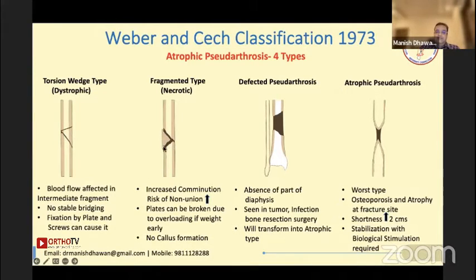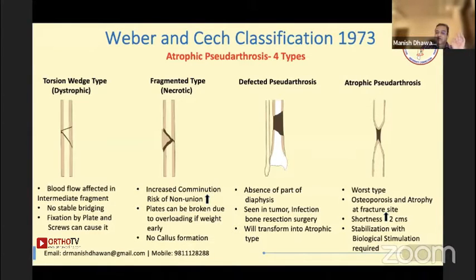And if the extra, third fragment is displaced, it is due to increased comminution, and it increases the risk of non-union. Plates can be broken due to overloading if weight bearing is started early. So if the healing does not occur and the patient does early weight bearing, you have this variety, and it fails. There is no callus formation, and there is a defected pseudarthrosis. There is a gap, and an absence of part of the diaphysis, seen in tumor, infection, and bone resection surgery, and it will ultimately transform into atrophic non-union.